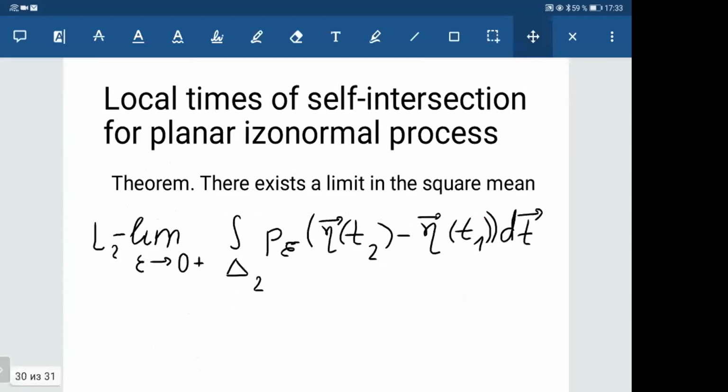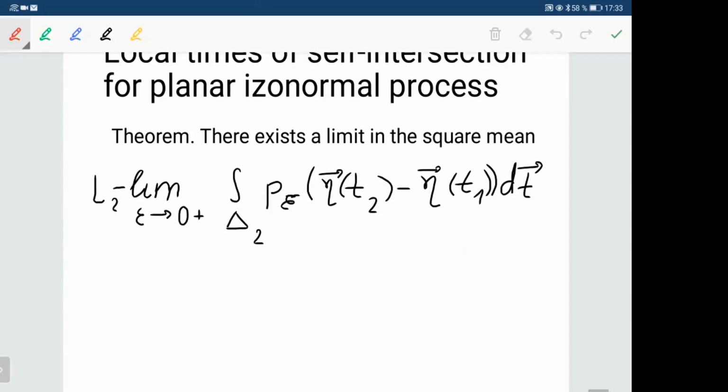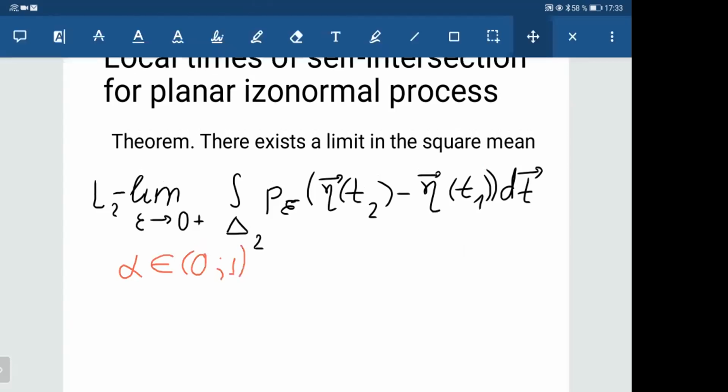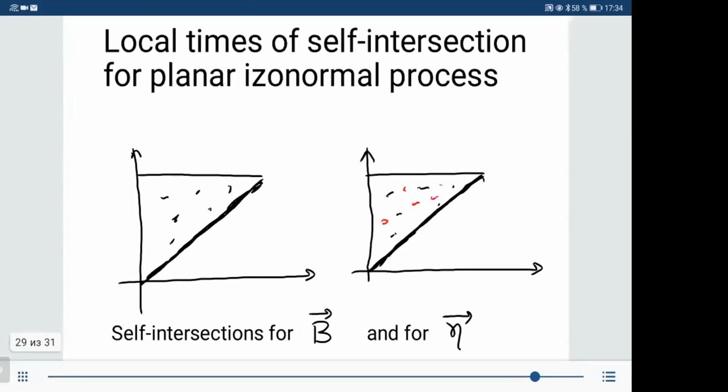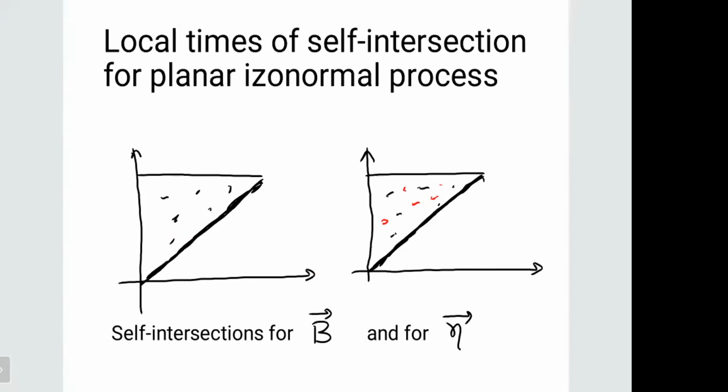There exists a limit in the square mean of this approximation P, but I forgot the condition here, alpha, which we already discussed. It must be from this interval. Andrey Anatolyevich, so for Brownian motion you have to subtract, but for eta you don't have to subtract some logarithm. Exactly. This is my point. This is the phenomenon which I wanted to show you: we have a lot of points of self-intersection, but the distance between these points increases.